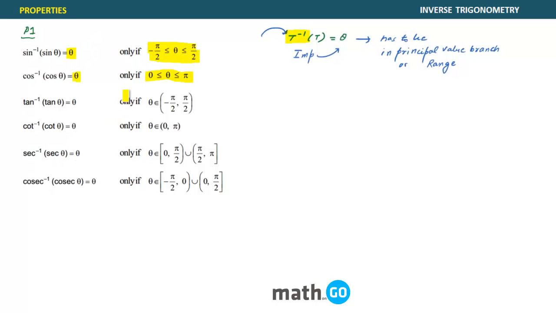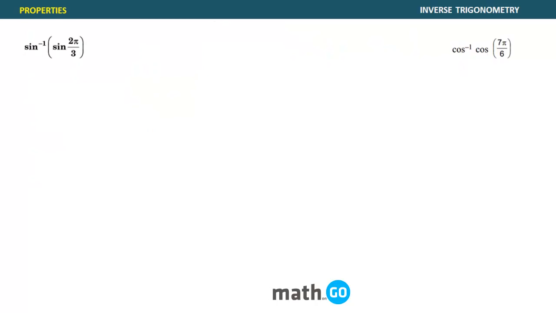Alright, let's see this application in a question straight away. The first question is sin inverse of sin 2 pi by 3. I have seen students generally writing 2 pi by 3 straight away, which is not the answer. Why is this not the answer? Because what is the T inverse function here? T inverse is nothing but sin inverse. What is the principal value branch of sin inverse? It lies from minus pi by 2 to pi by 2. So whatever you write here should fall in minus pi by 2 to pi by 2, which is not the case.